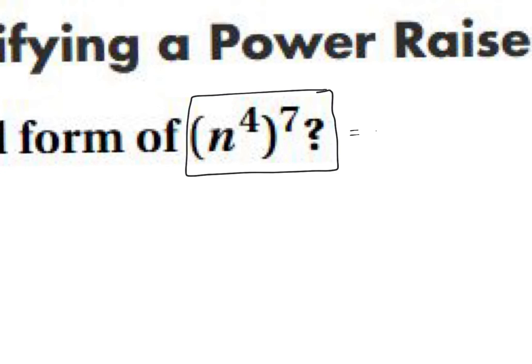N to the 28th. We're going to do n to the 4th times 7, which becomes n to the 28. And we call it a day. We're done. Okay?